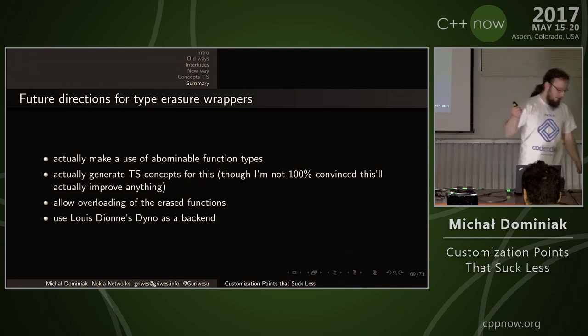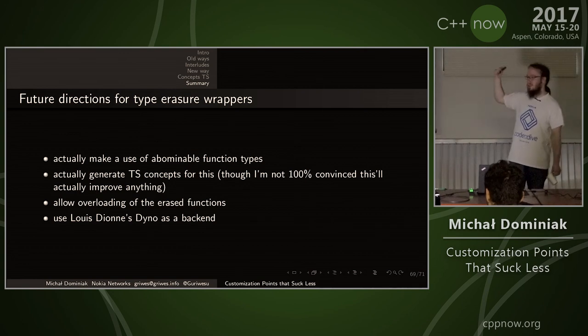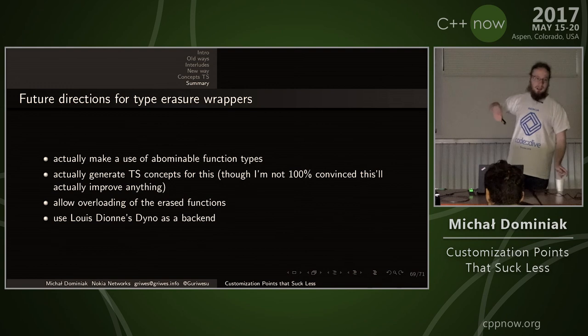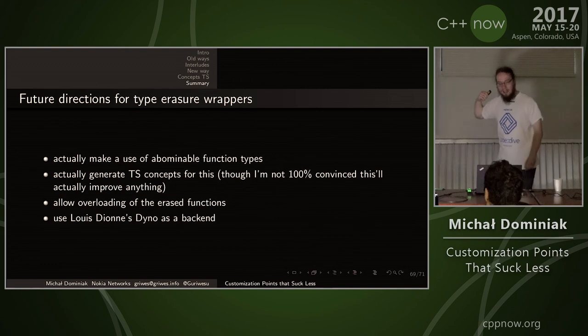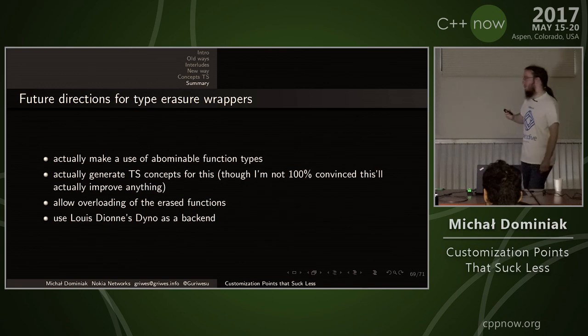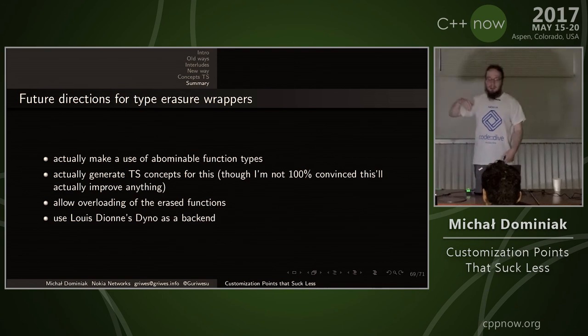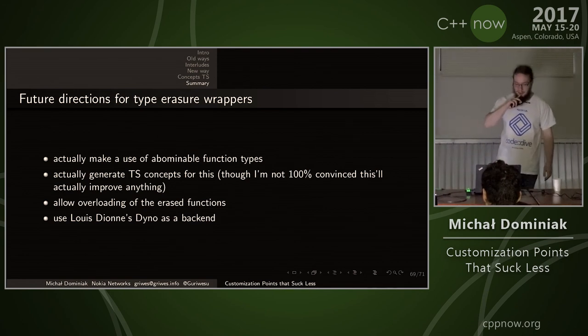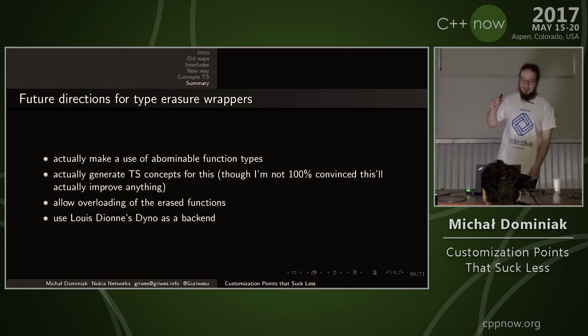Okay, so I have this idea of using Dino actually as a backend for this. Without reflection, I will still need some crazy macros, but they will be slightly less crazy, and the whole thing will be customizable. And Louis actually said, when I told him that I would like to use it as a backend, that they actually intended Dino for this purpose, for people to build upon it. So I think I will do this at some point. And soon I'm going to start trying to use this in a non-trivial project, so we'll see how that works.